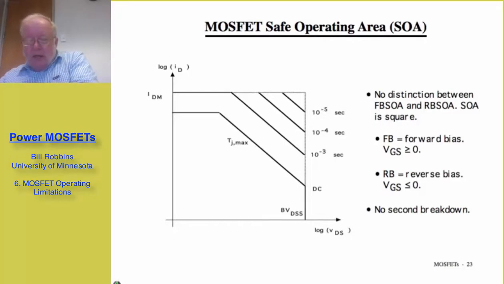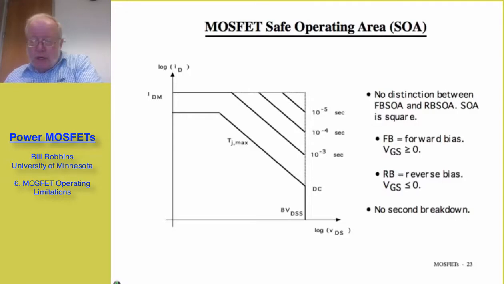All right, the next slide here that I've just brought up is the MOSFET safe operating area. This is sort of a summary of some of these limitations that I've been talking about for the last couple of minutes. It's a plot of the drain current as a function of the drain to source voltage. The maximum drain current, I sub dm, is not a thermal limitation.